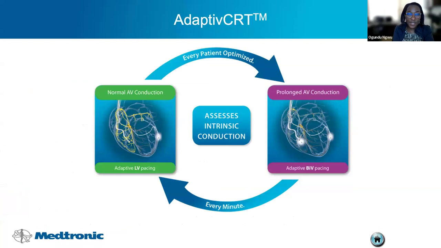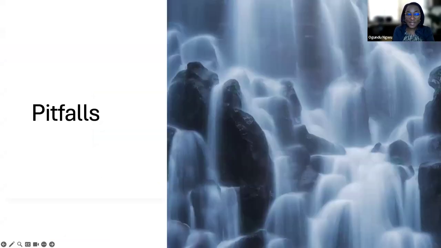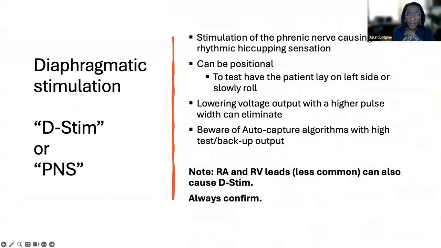Again, as I mentioned, it is something that's dynamic because it can change every minute. So a patient can optimize in a very dynamic way based on medications, electrolytes, vagal tone, and things like that. So it's something that's not a fixed programming. It is a dynamic programming. Next slide. So pitfalls to CRT.